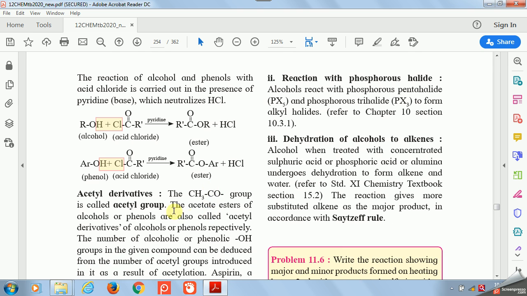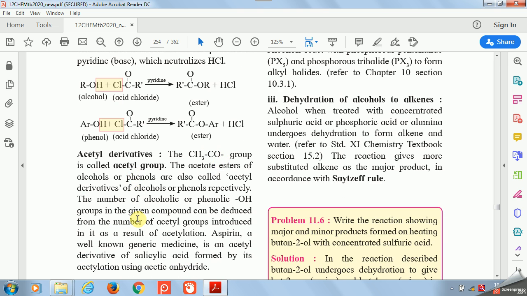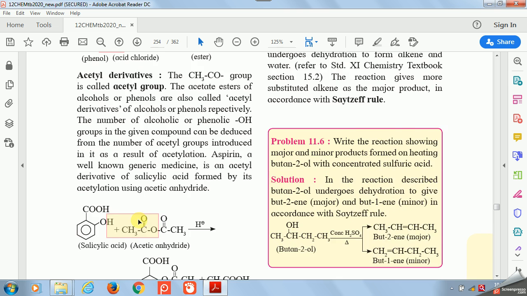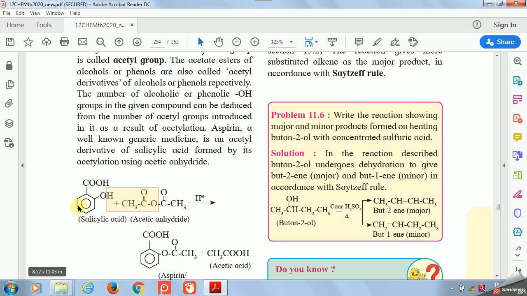So acetyl derivative means the CH3CO group, that is called an acetyl group. So for example, salicylic acid. Write numbering: the COOH carbon is carbon number 1, OH is 2. Why? Because the COOH functional group has first priority, OH has second priority. So it is 2-hydroxybenzoic acid. It is also known as salicylic acid.